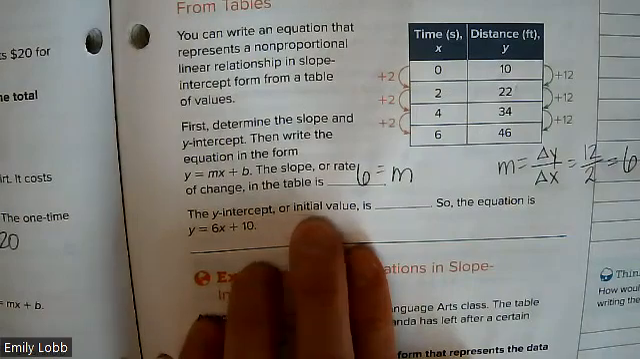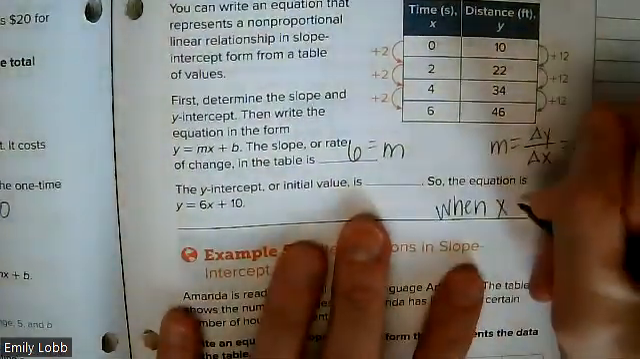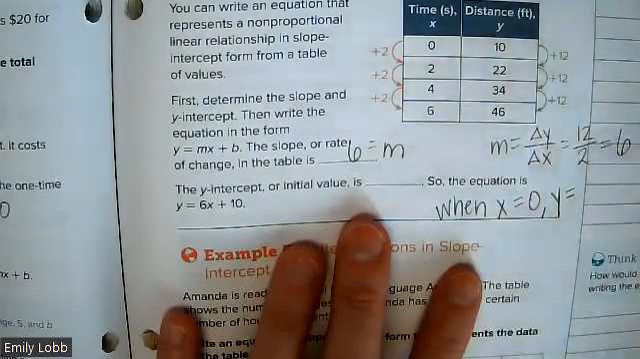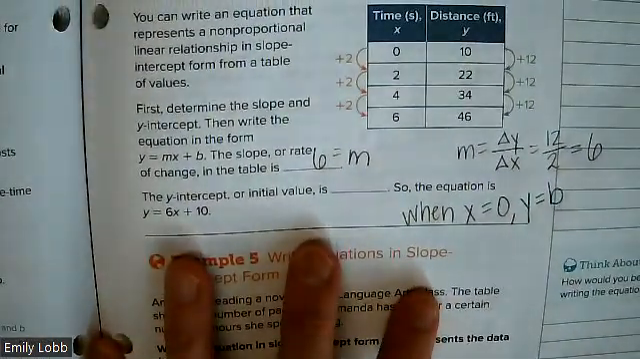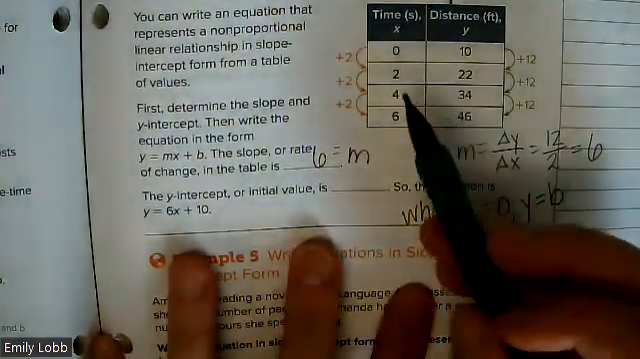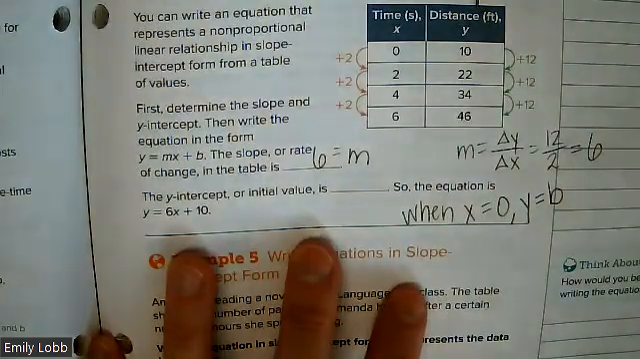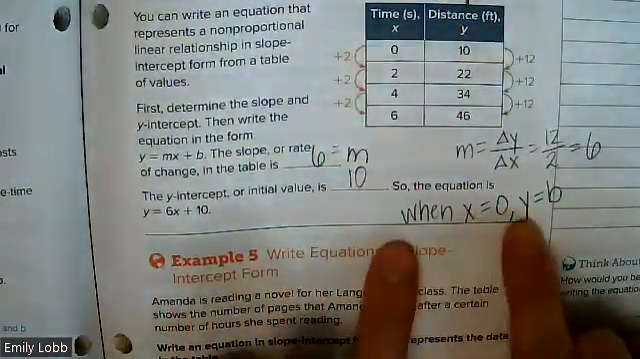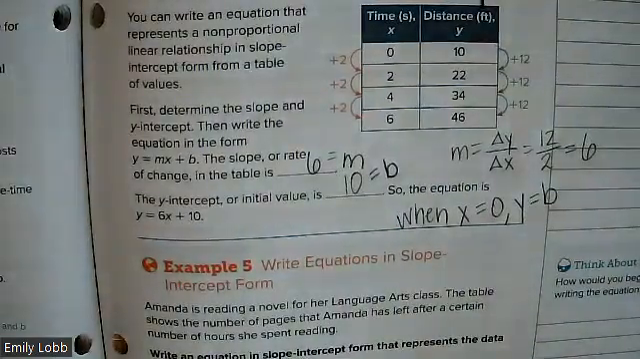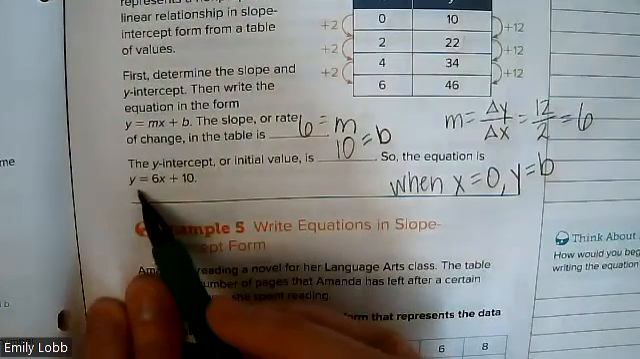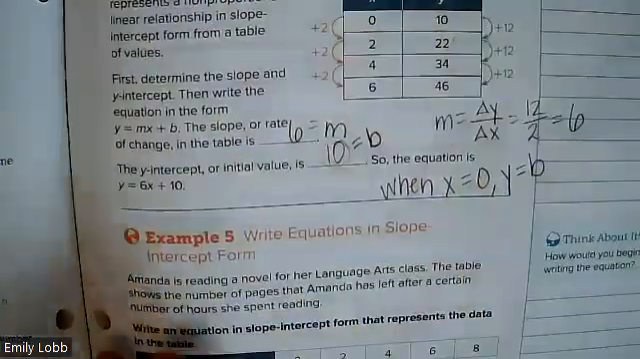Now the y-intercept or initial value is what? Write this: when x equals 0, y equals b. B is our y-intercept. So our initial value is when x equals 0, y equals what here? 10. So in this case, when x equals 0, y equals 10. So 10 is equal to b. So now we can put it into the equation y equals m, which was 6, x plus b, which was 10. Does that make sense?